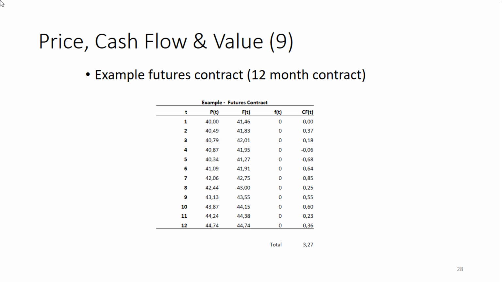Then, if I add up all these cash flows in the last column, I get to 3.27, which is exactly the same amount that the holder of the forward contract had under the same scenario. The only difference is that with the forward contract, the cash flow only took place at time 12, once and for all 3.27, and instead with the futures contract, it develops over time.